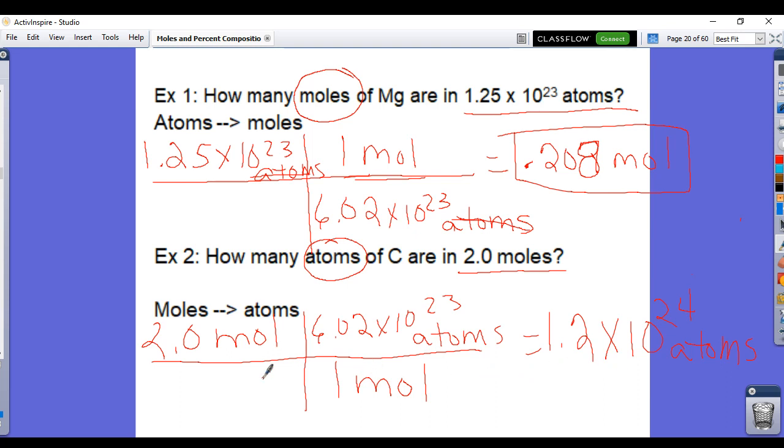So you see that? So if you looked on your phone, you would see E24. That means times 10 to the 24th power. So our answer is 1.2 times 10 to the 24 power for atoms. All right.